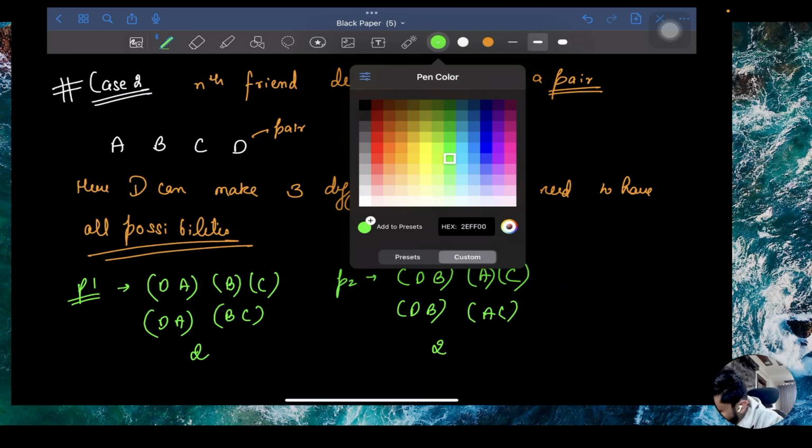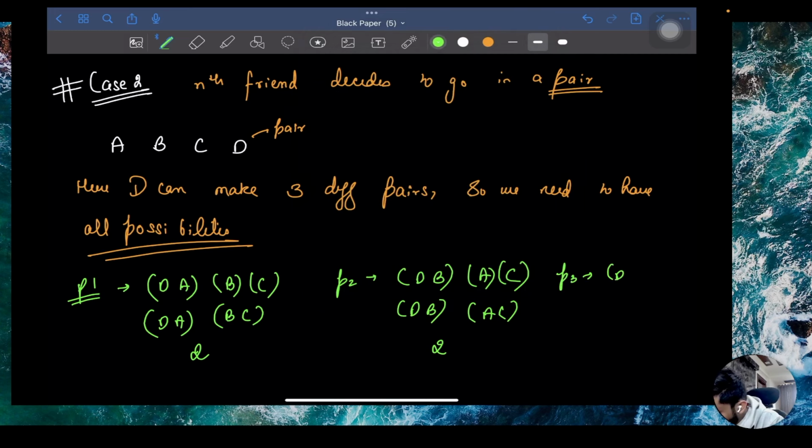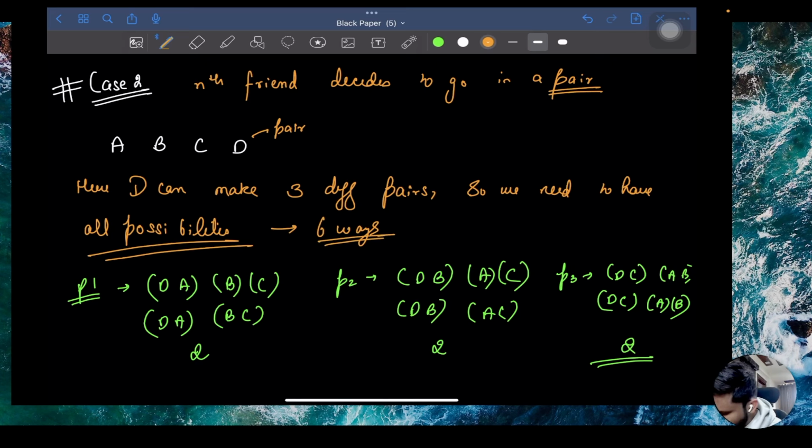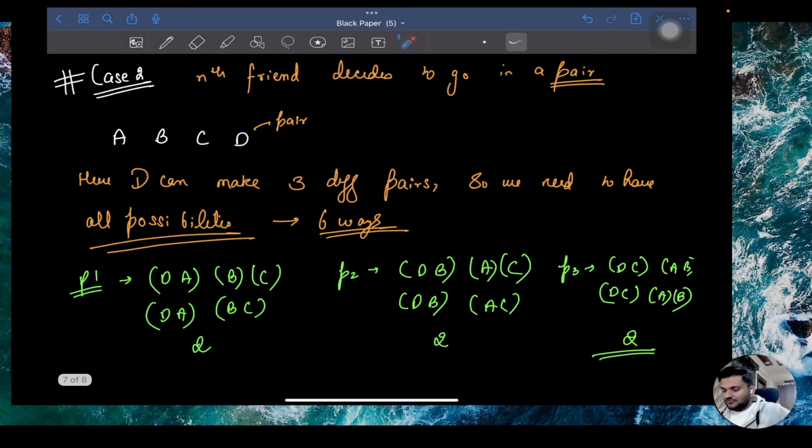There is one more possibility, P3, that D makes a pair with C. D makes a pair with C. There are still two ways. So total six ways we got. How? Because when D says that D wants to make a pair, D can make a pair with anyone who is remaining, because D has been given the first choice.